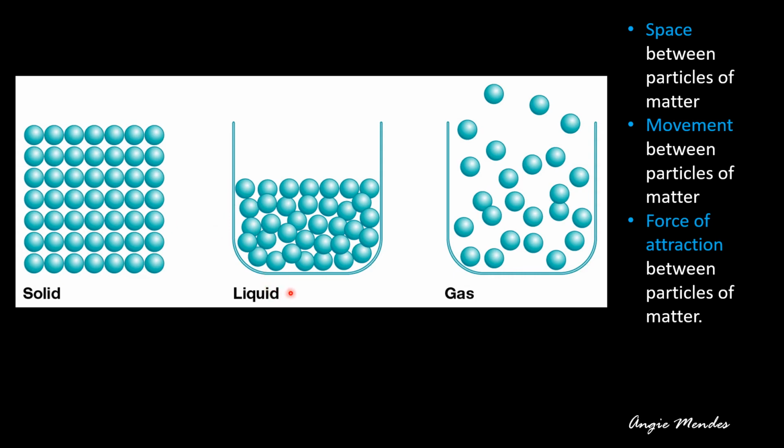Now let us take a look at the liquids. Now in liquids, the space between the particles of matter is intermediate as compared to solids and gases. Since there is more space between the particles of matter, the matter can move about more freely as compared to the solids. And since the space between the particles is more than that in the solids, the force of attraction between the particles is less, and this allows the particles to move in a liquid.